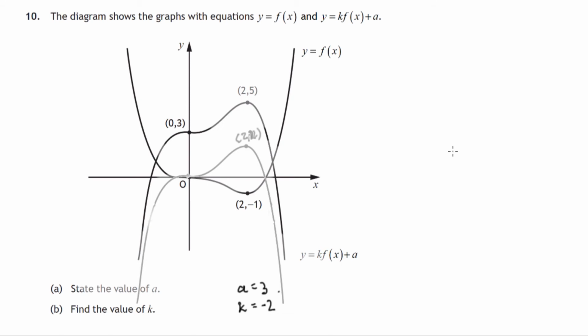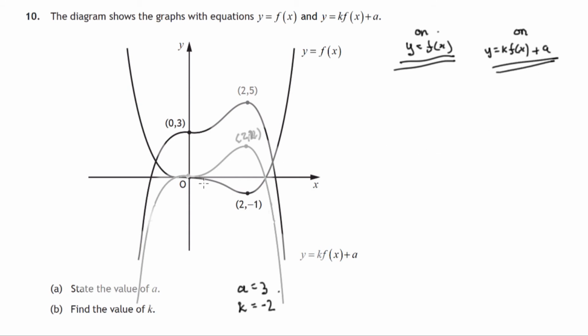However, there is another way of doing this question. Let's have a look. Let's look at the points that are on y equals f of x and compare that with the points that are on the final transformed graph kf of x plus a.